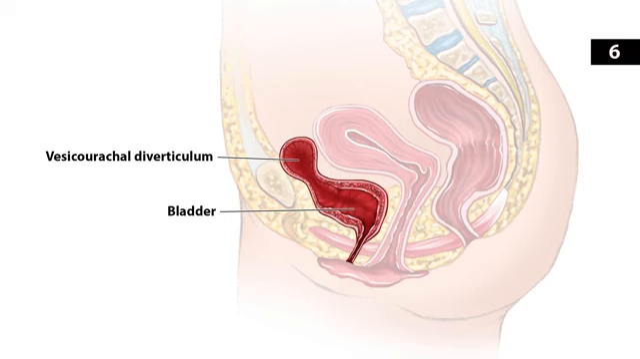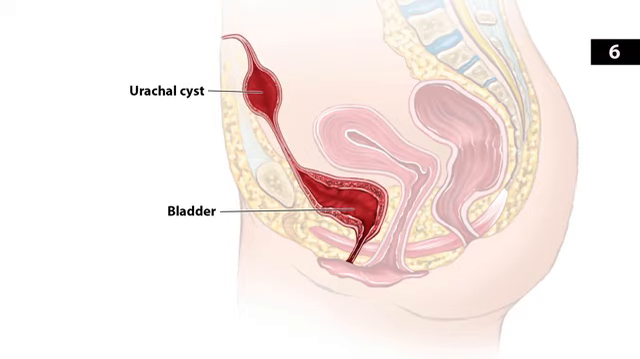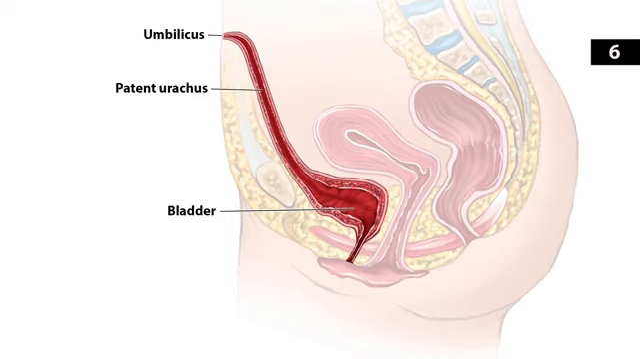If there's a remnant where the urachus meets the bladder, that's called a vesicourachal diverticulum. So that's a little outpouching of the bladder. If the urachus obliterates at the bladder and the umbilicus, but not in the middle, you can get a urachal cyst. And if the urachus doesn't obliterate at all, you get a patent urachus. You would suspect a patent urachus in a child with a persistently wet umbilicus because with these, urine continuously leaks from the umbilicus.